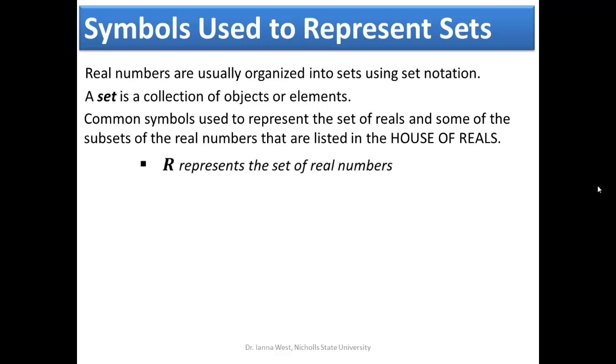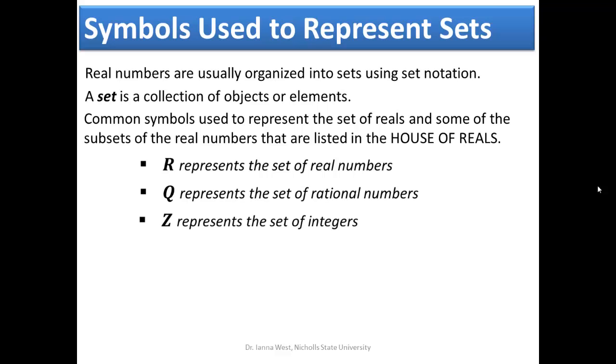The bold capital R represents the set of real numbers. The bold capital Q represents the set of rational numbers. The bold capital Z represents the set of integers. And the bold capital N represents the set of natural numbers. There is no special symbol for the set of whole numbers. We will actually just use the letter W. There is also no special symbol for the set of irrational numbers.